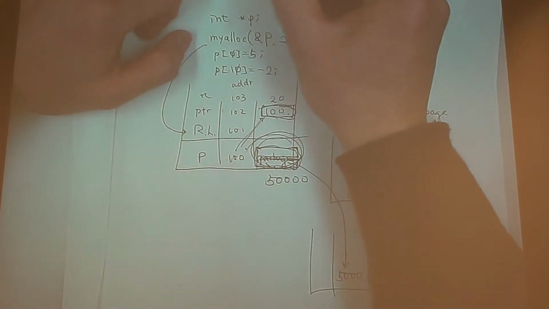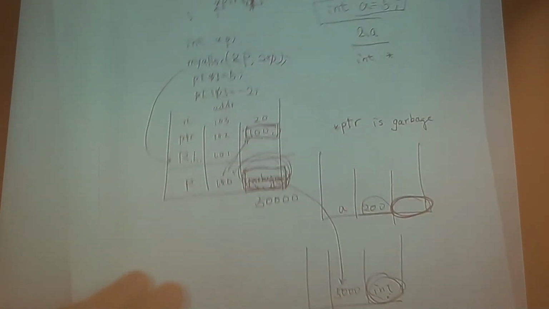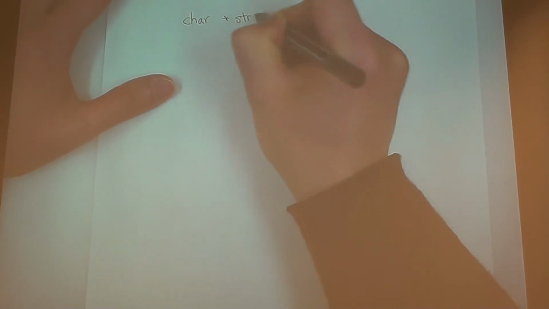Okay. Now let me answer your question. I'm sorry I kept you waiting for so long. Okay. So pointer to pointer, string is a pointer to character.